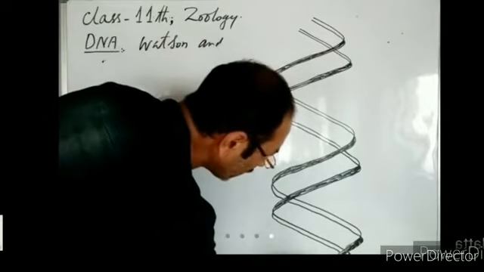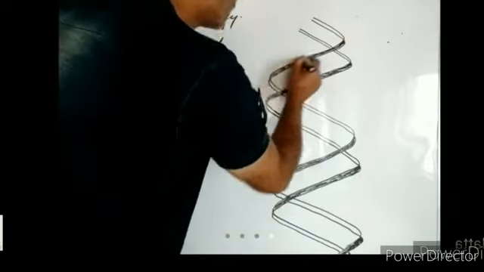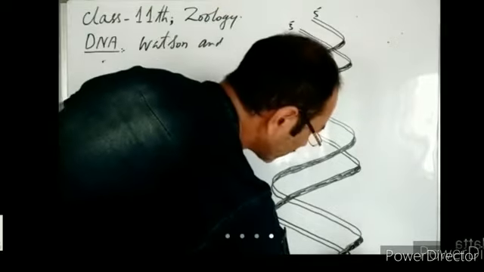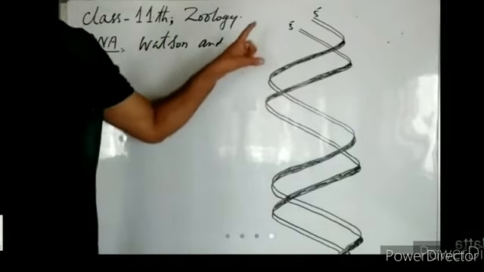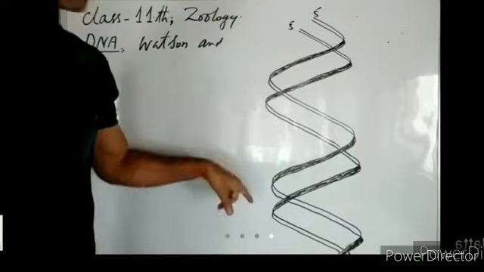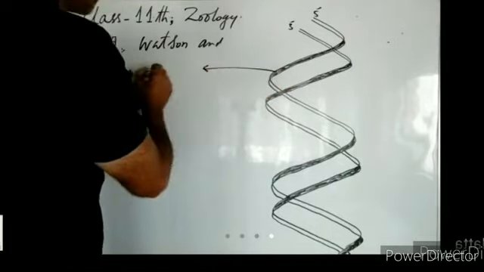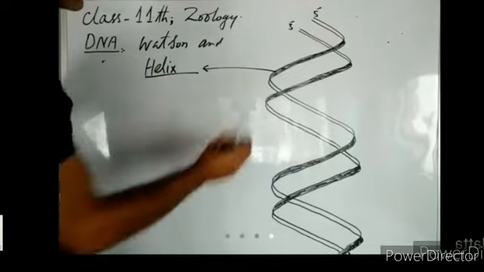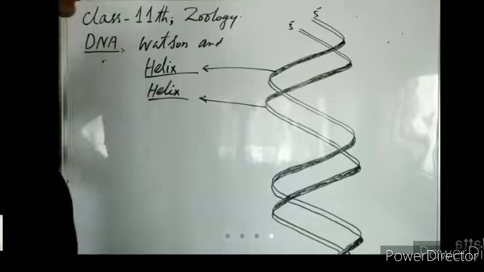Suppose this is the 3' end of one strand. This is its 5' end. This is the 3' end of this strand, and it is its 5' end. So they are parallel to each other, but opposite in direction. These two strands of DNA are the helices. Singular is helix. This is a DNA helix. This is another helix.